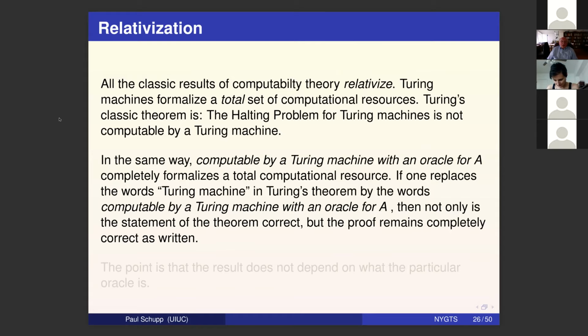Now, in the same way, computable by a Turing machine with an oracle for a given set A completely formalizes a total computational resource. So if you replace the words Turing machine in Turing's theorem, thinking of a written proof of Turing's theorem, by the words computable by a Turing machine with an oracle for A, not only is the statement of the theorem correct, the proof is completely correct as written. So it relativizes, meaning the result doesn't depend on what the particular oracle is. We could be talking about computation with respect to any oracle whatsoever. The proof would be exactly the same.